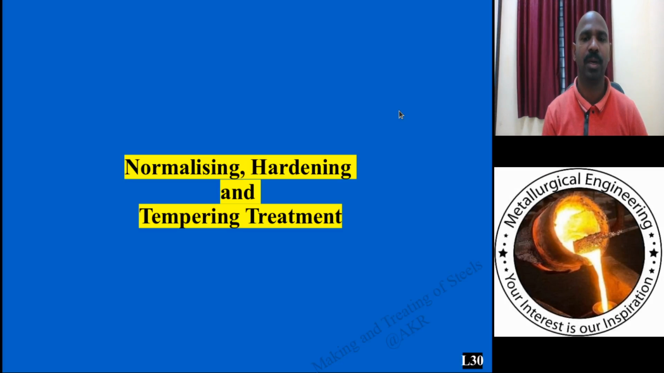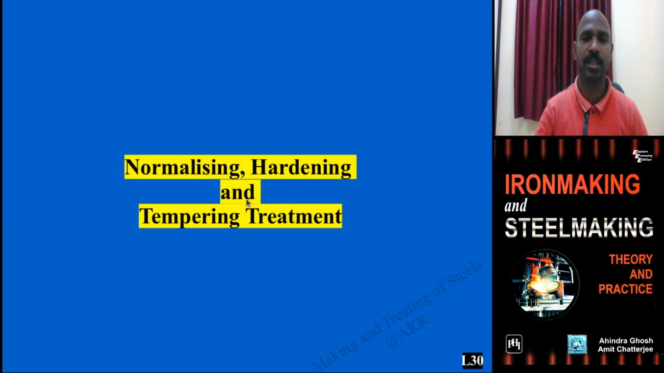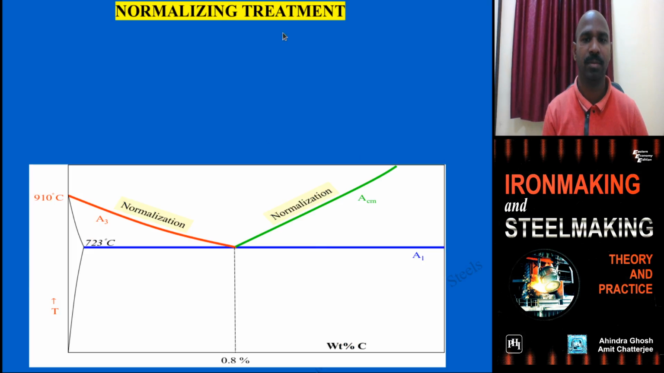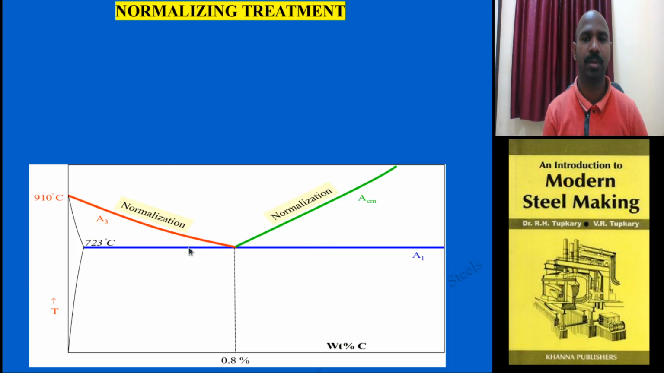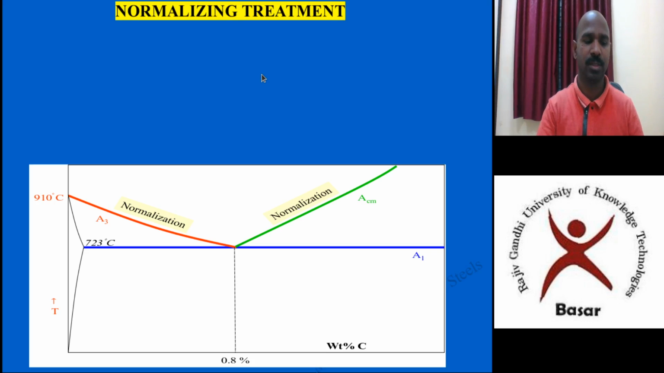Today I am going to speak mainly about normalizing, hardening and tempering treatment processes for eutectoid steel. Let me emphasize the normalizing treatment process. For hypoeutectoid steel, a temperature above the A3 range was chosen. For hypereutectoid steel, a temperature above ACM, the cementite line, was chosen.